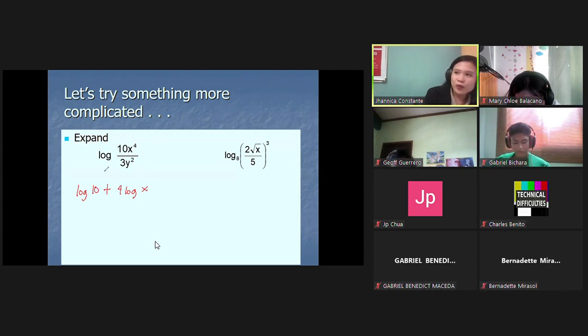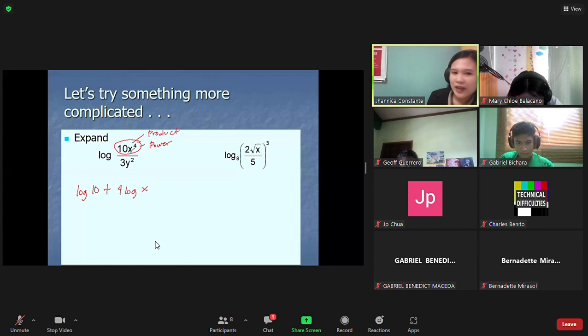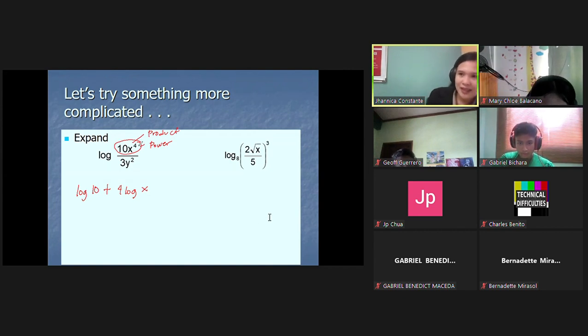10x to the fourth power, since it's a combination between the product rule and the power rule. So we have logarithmic 10 plus 4 logarithmic x. So we are done with our first argument, which is 10x to the fourth power. Let's proceed with the second argument that we have, which is 3y squared.